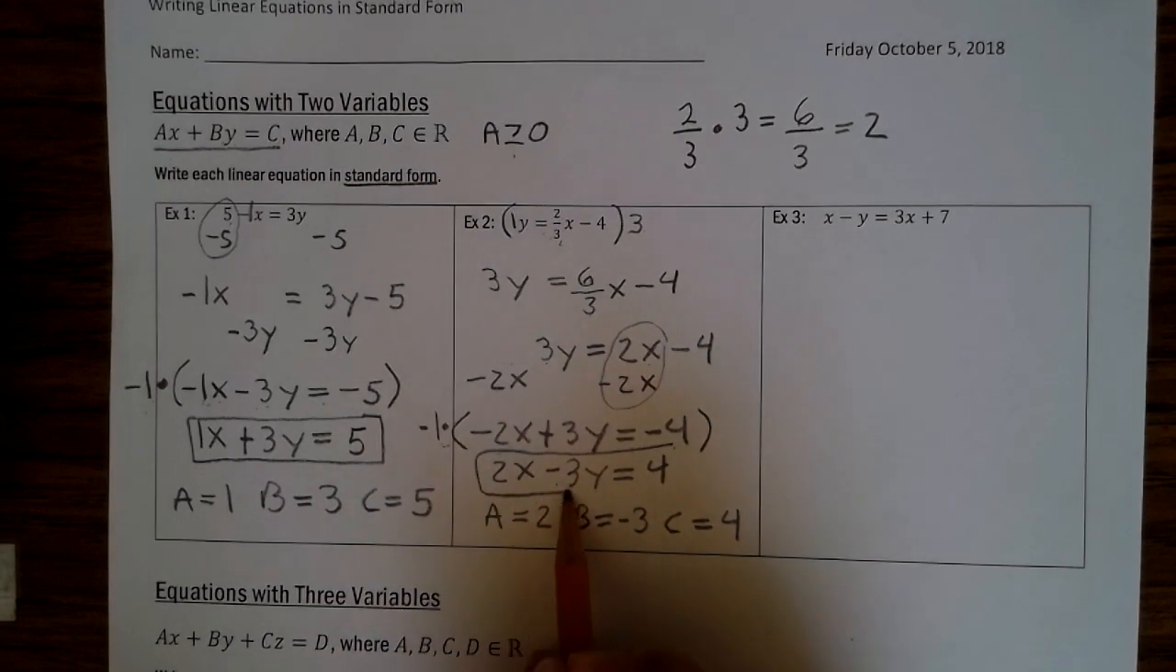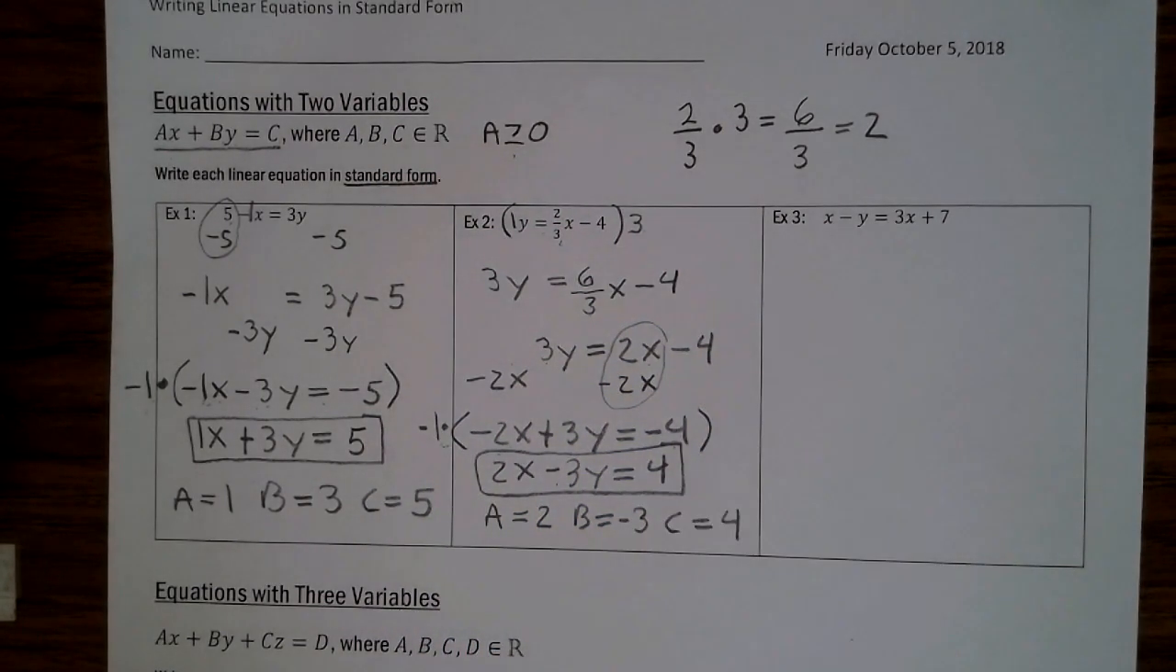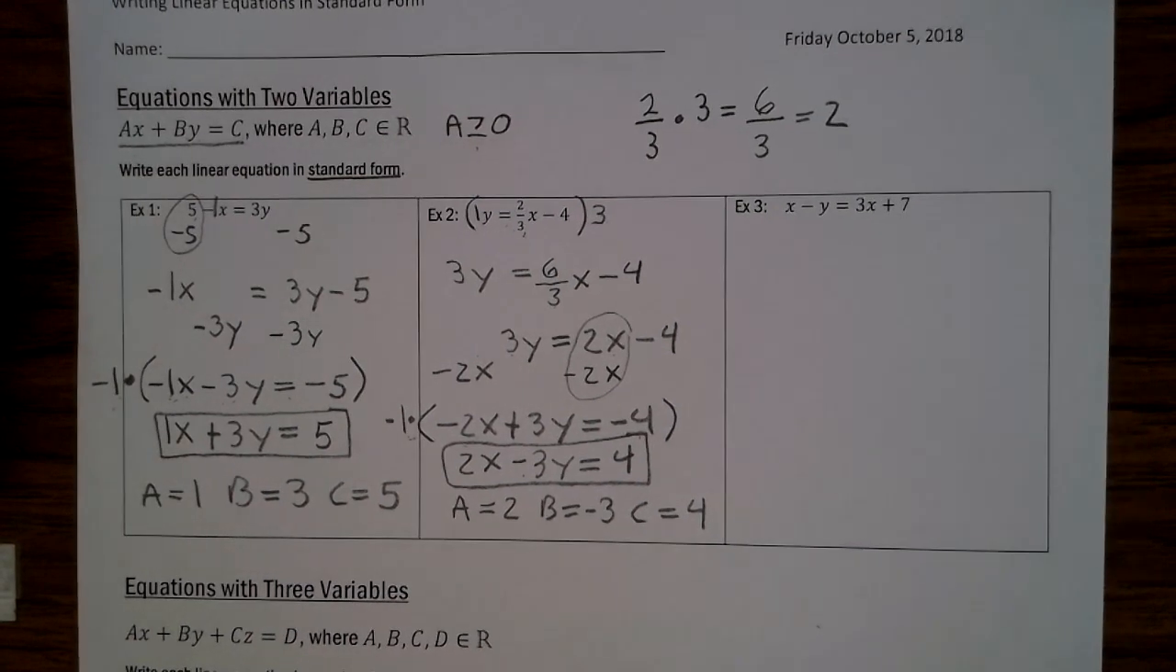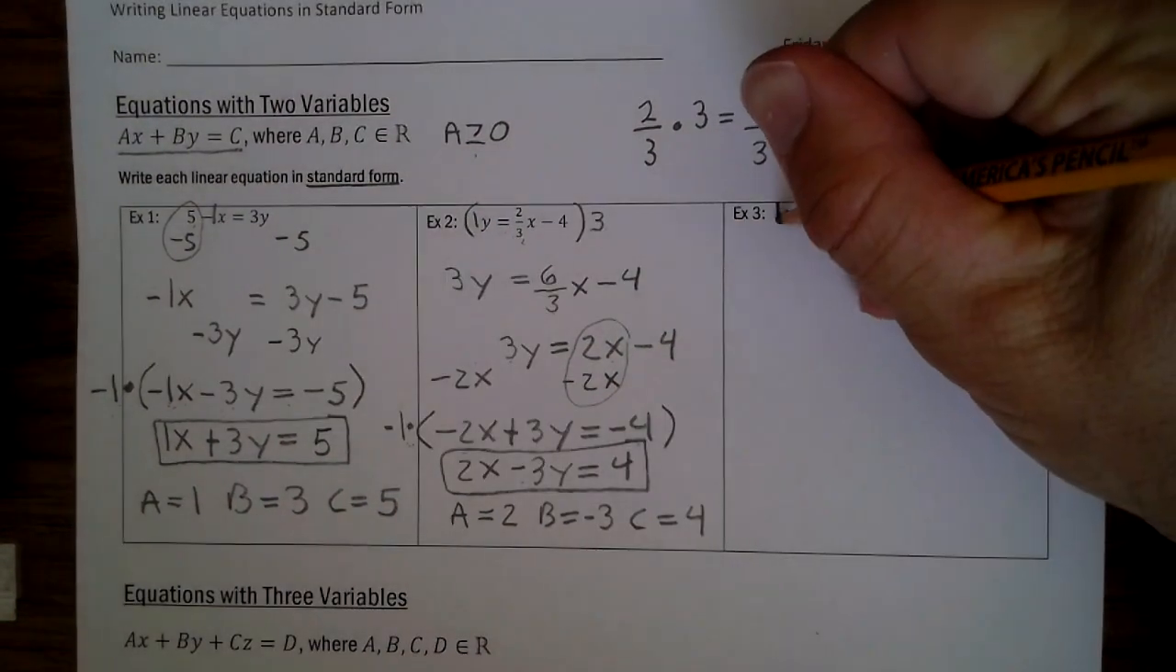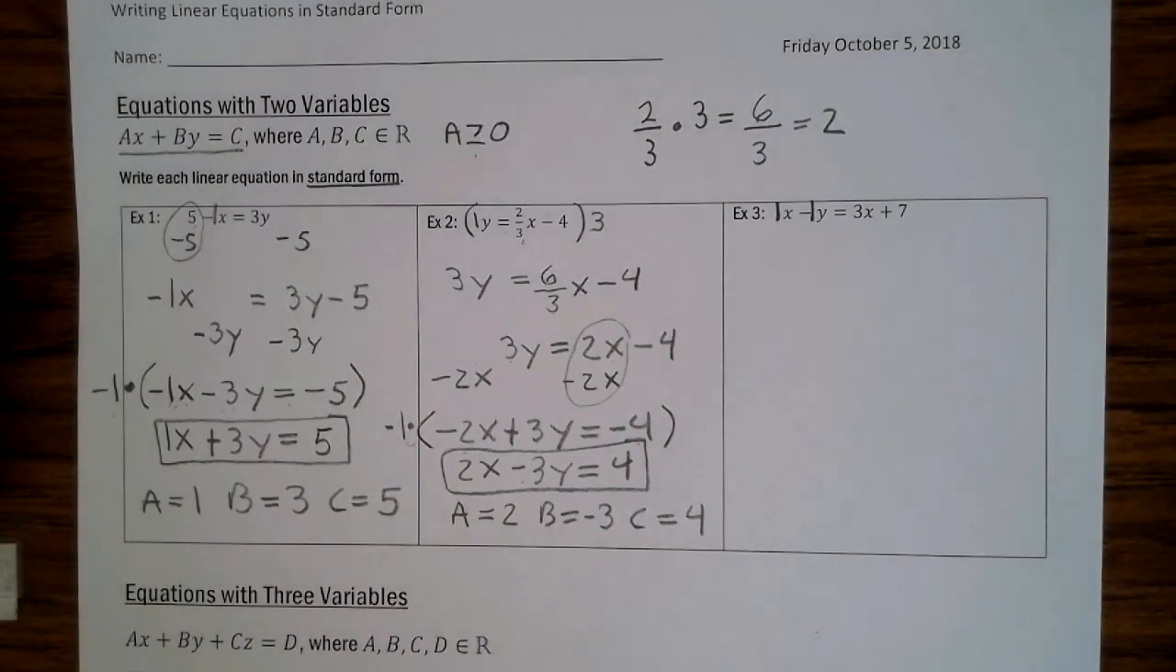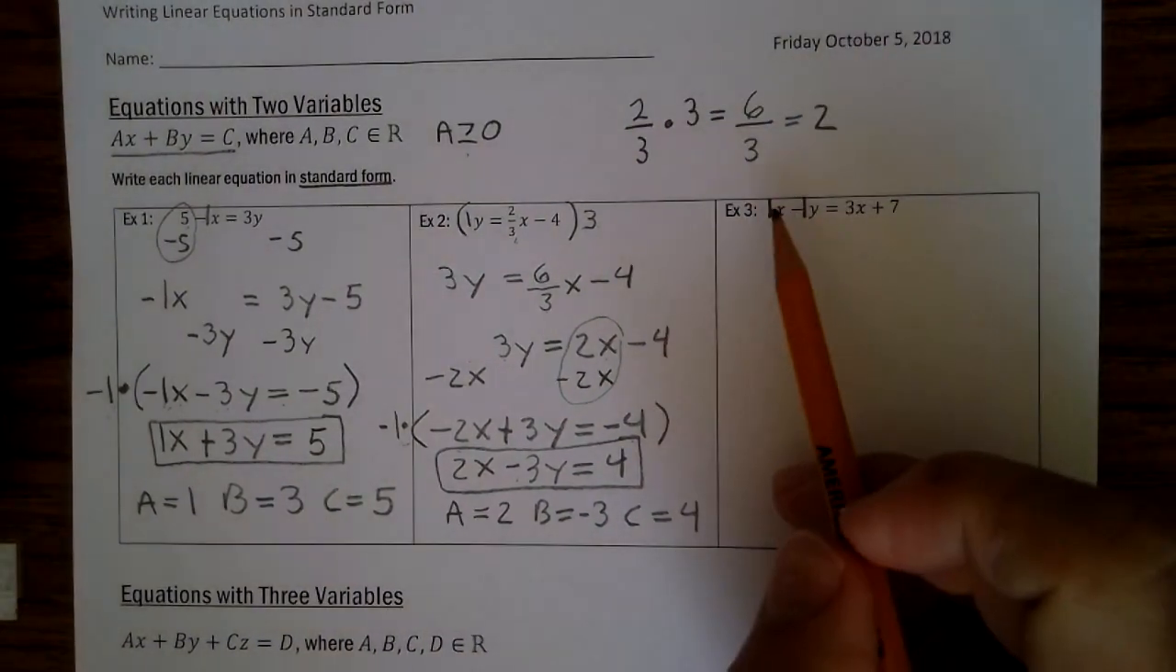All right, let's take a look at example 3. All right, example 3. When there's not a number in front of the variable, I put a 1. All right, in example 3, we have x and y on the left, but we have this x that has to be moved as well.